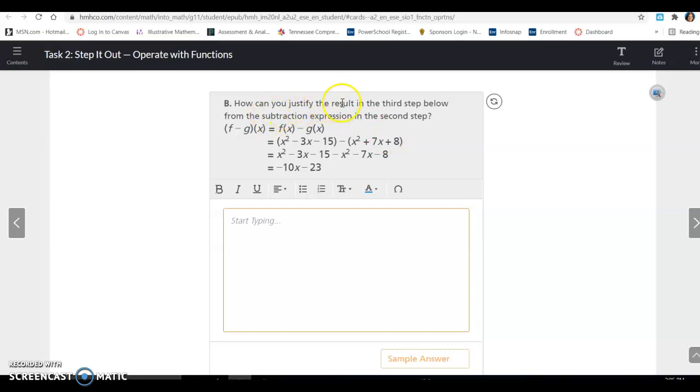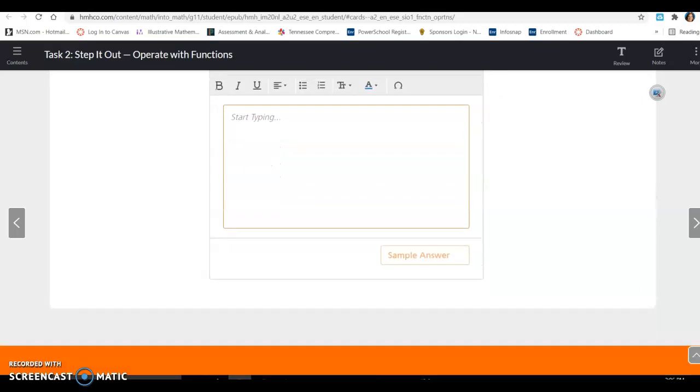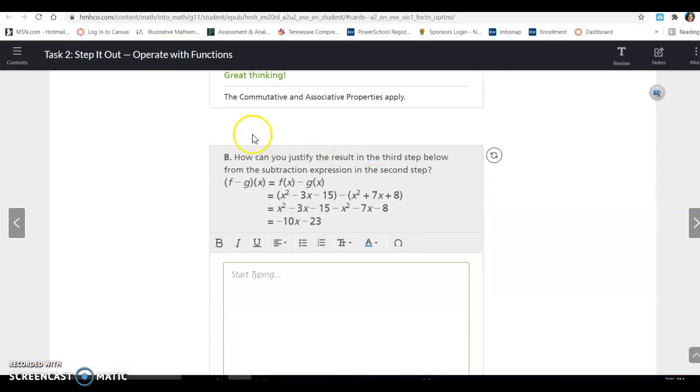So it says, how can you justify the result? How can I justify the third step? Well, negative times x squared is negative x squared. Negative times 7x is negative 7x. And negative times 8 is negative 8. So to justify that you had to use distributive property. All right, that's all for task 2. If you have any questions, let me know.